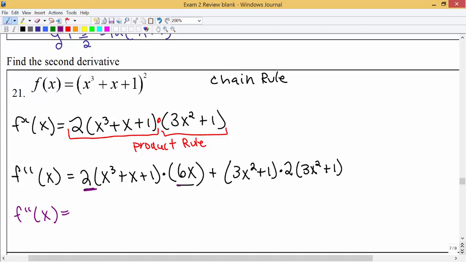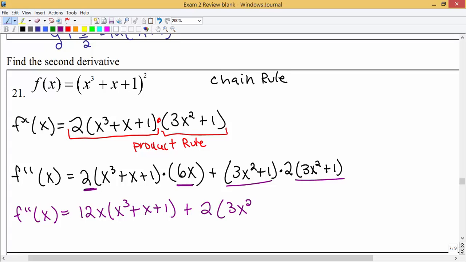The singles that are out front, we're going to multiply them together. We're going to leave the group as is. And then we're going to gather up the groups and the singles. So 2, then we're going to bring that single out to the front, and since these groups are exactly the same and they're multiplied together, we're going to write that as 3x squared plus 1 squared.